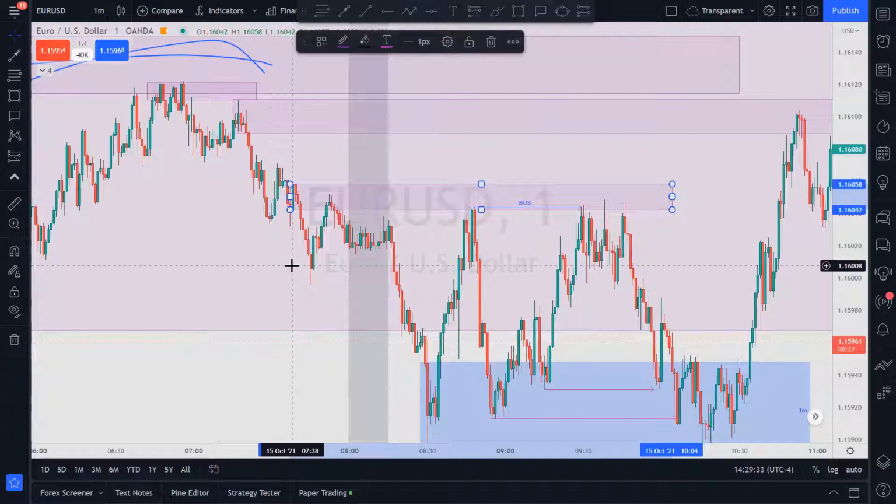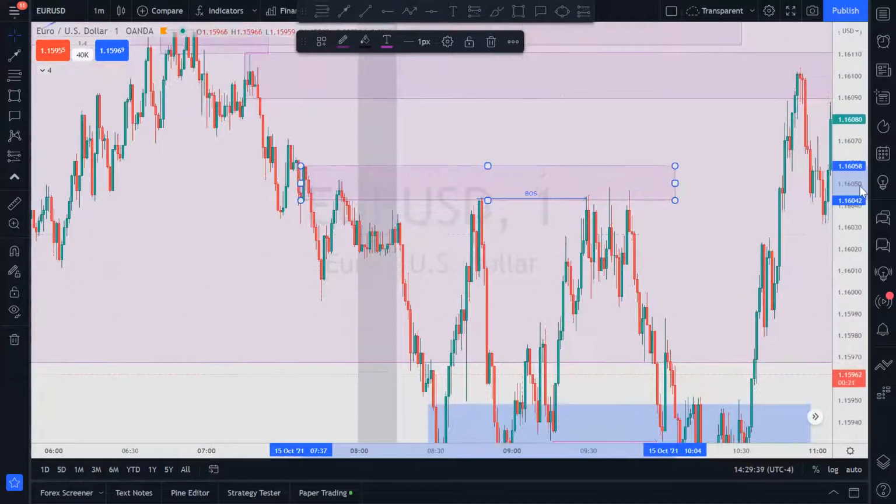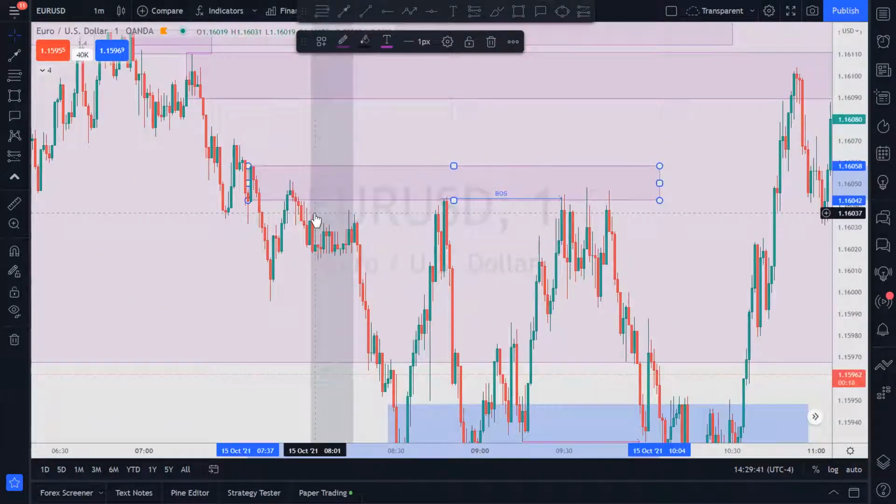All you got to do is be patient, man. Now, honestly, this would have been a great entry, but this one also was a great entry. This one also was a great entry. This was a strong order block.